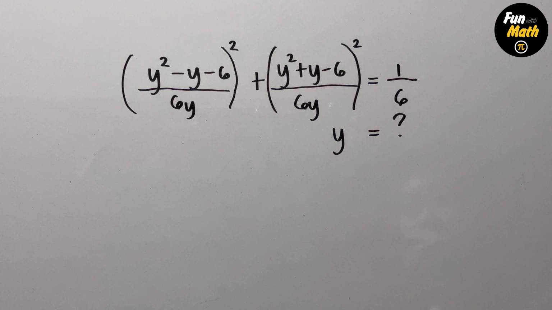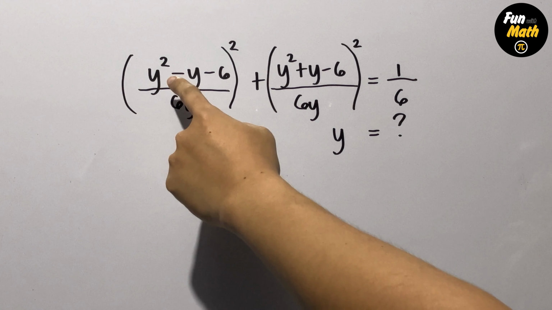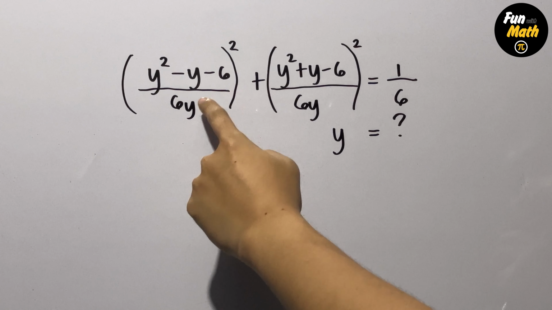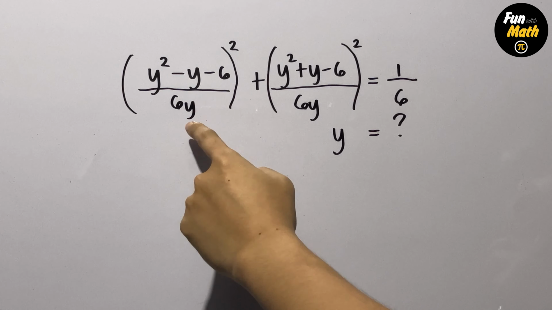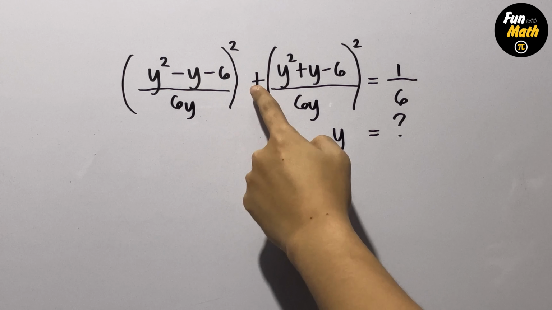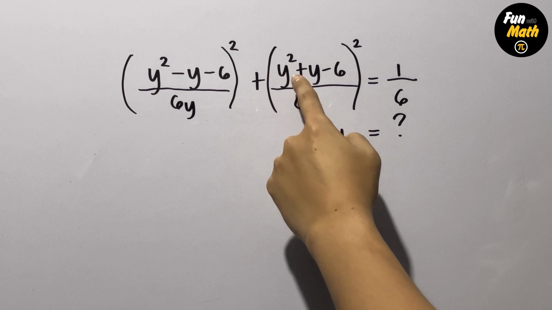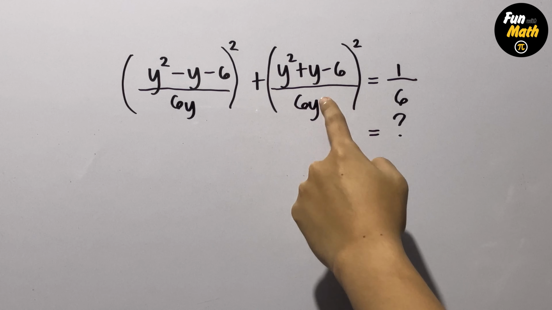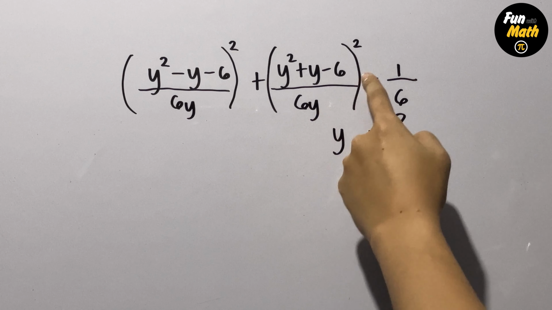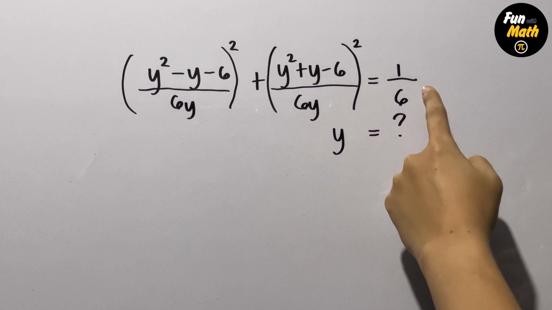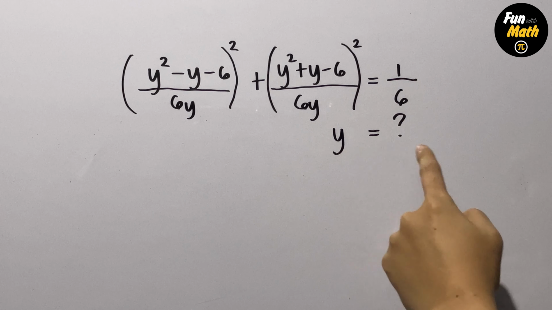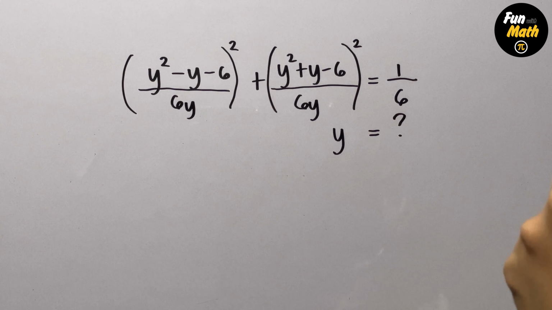In this video, we have another problem to solve. ((y squared minus y minus 6) over 6y) whole to the power of 2 plus ((y squared plus y minus 6) over 6y) whole to the power of 2 is equal to 1 over 6. Find y. Now here's the solution.